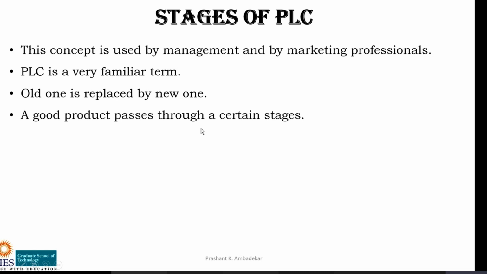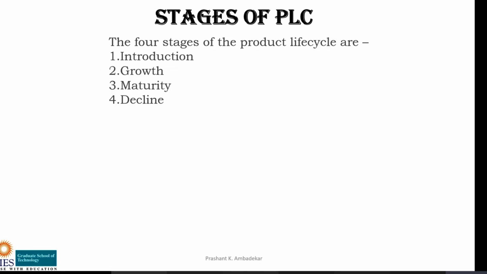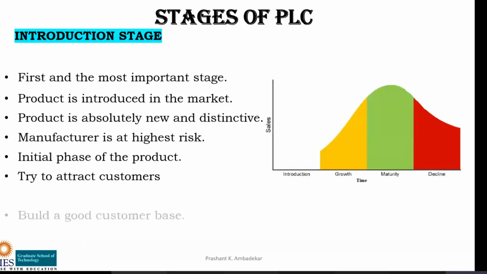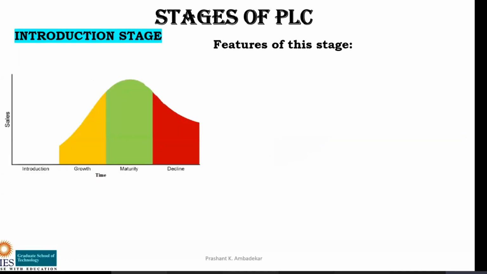So what are the various features in every step, that also we had seen. So quickly let me go through it. The 4 stages are introduction, growth, maturity, and decline. Okay, the introduction stage, what happens? It's the first stage. Product is introduced in the market and manufacturer is at risk in this stage, and the customer base is to be built during the stage.